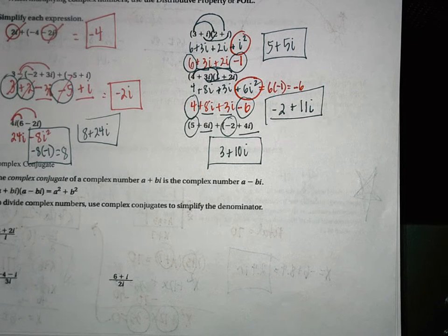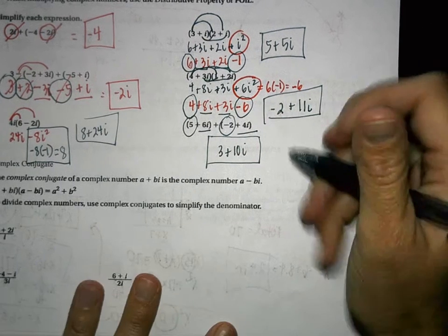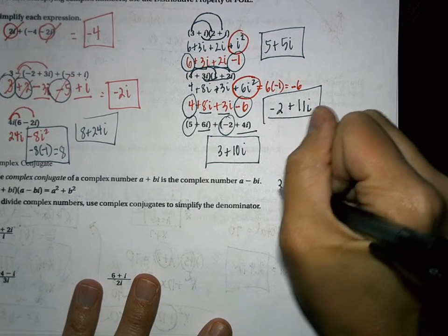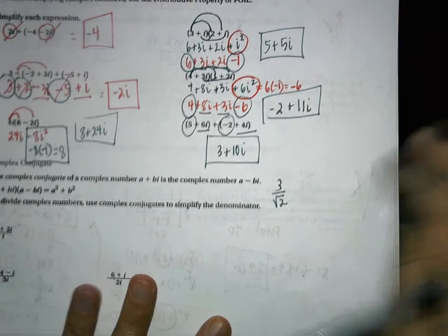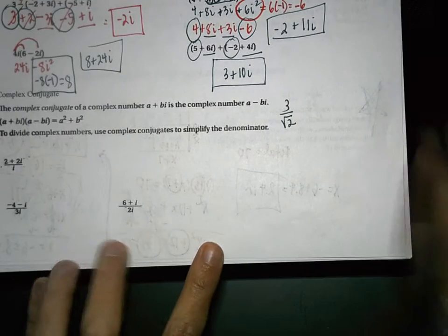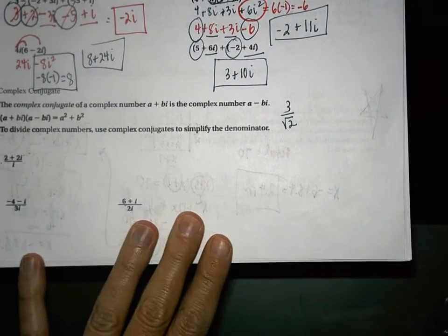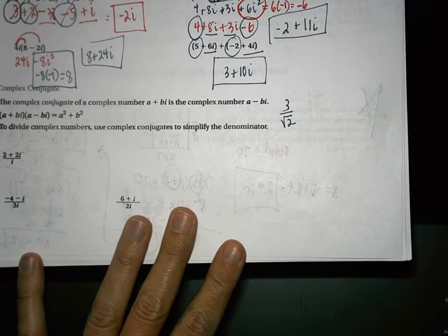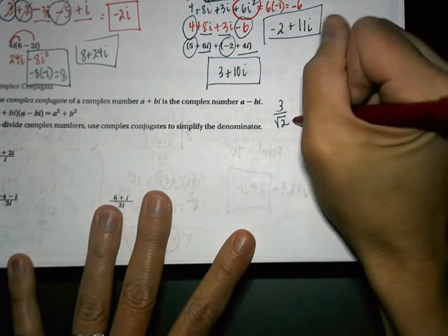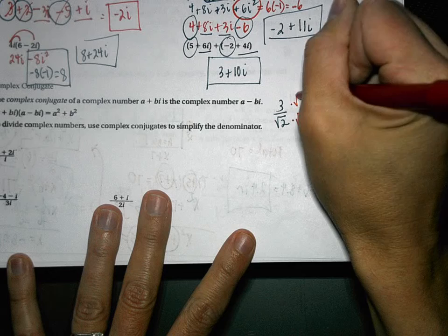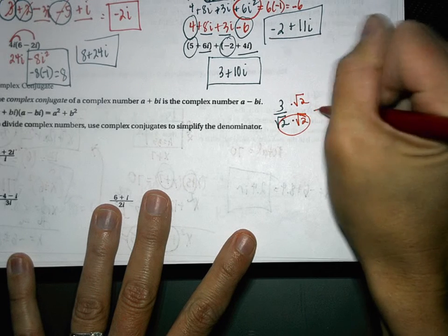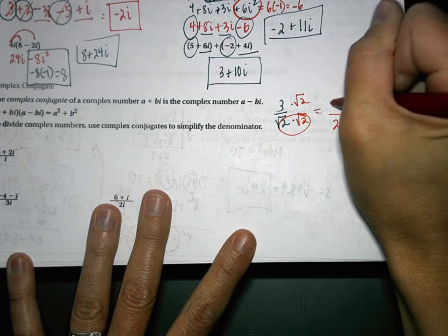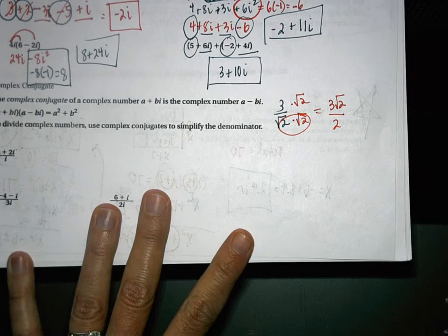Do you guys remember previously when we would have a root in the denominator? Like, let's say I had 3 over root 2. That was not okay. We cannot have roots in the denominators. And so what would we do? Very good. We would end up multiplying by root 2 in order to rationalize the denominator. And we ended up getting 2 on the bottom and then 3 root 2 on the top.